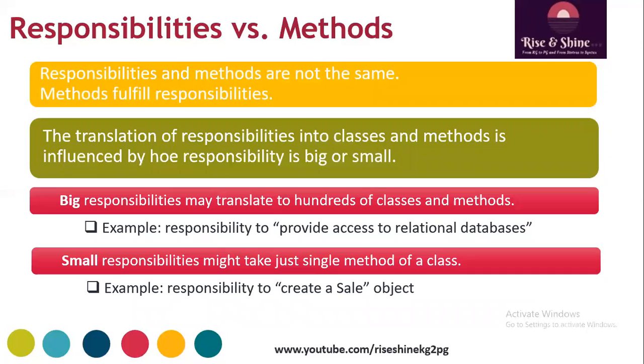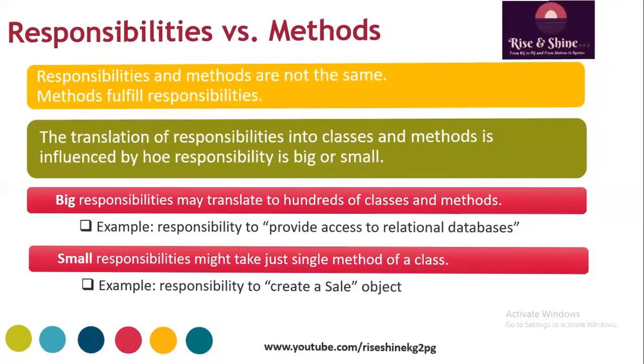A small responsibility might take just a single method of a class. For example, the responsibility to create a sales object is fulfilled by only one class, by writing a constructor in that sales class. So depending upon how big or small the responsibility is, we have to write the methods. The translation depends totally on the granularity of that responsibility. But responsibility and method are not the same thing.